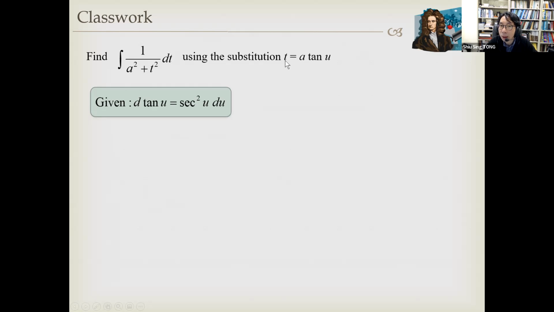The hint is to make a substitution of t equal to a tangent u, because I noticed that if I make such a substitution, then the denominator will become a squared multiplied by 1 plus tangent square u, right? But 1 plus tangent square u is secant square u. I don't know if you have learned this formula in high school. Secant is 1 over cosine, and that means we hopefully can integrate the expression. Now let's take a break for 10 minutes, and during the break, please try to do this integral.